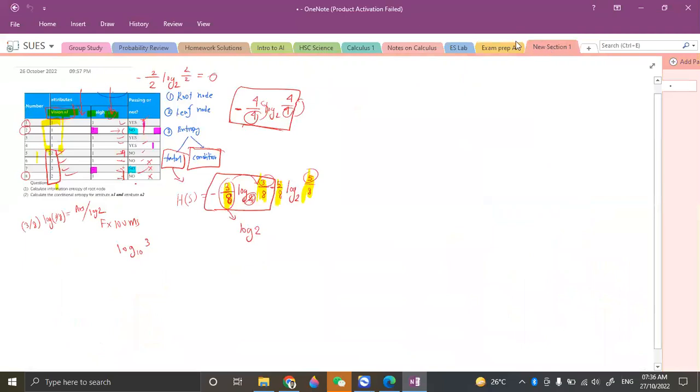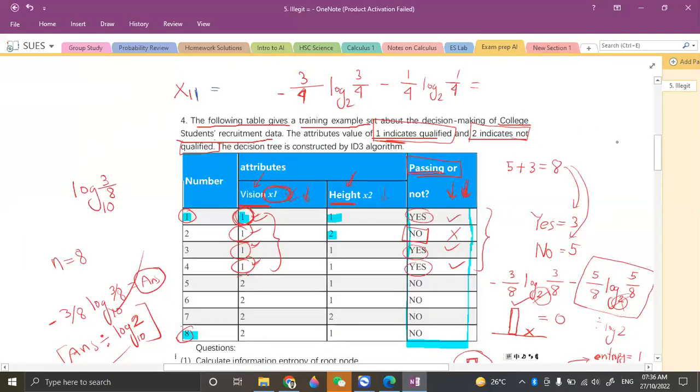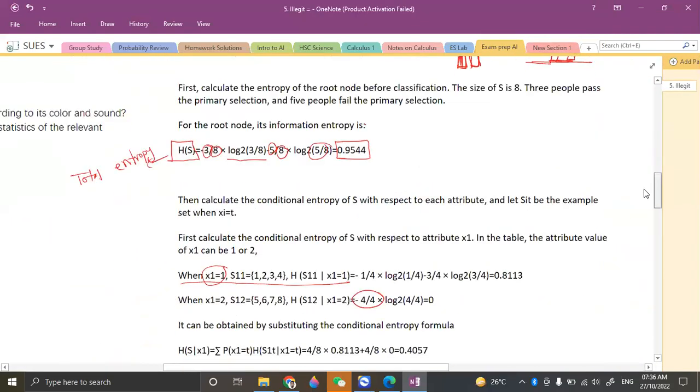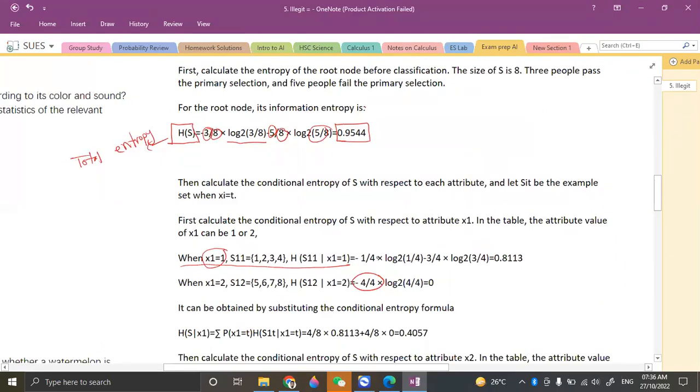Okay, so we can calculate it. You see here? Say, minus 1 by 4 log 2 base 1 by 4, and then minus 3 by 4 log 2 base 3 by 4.